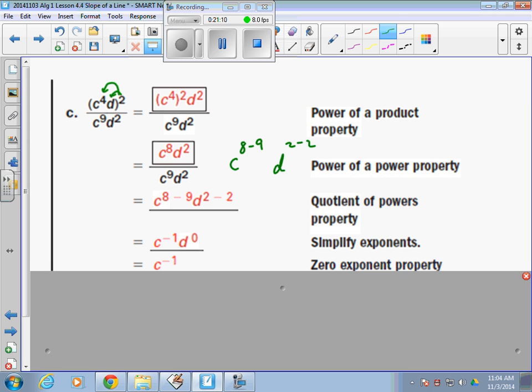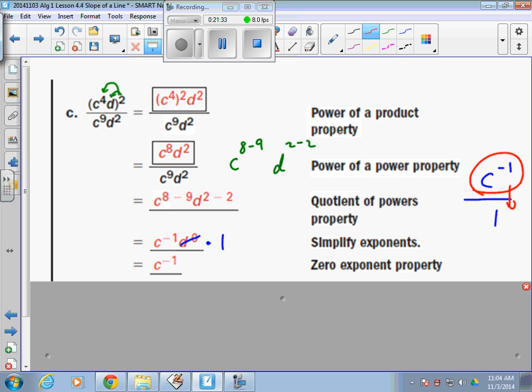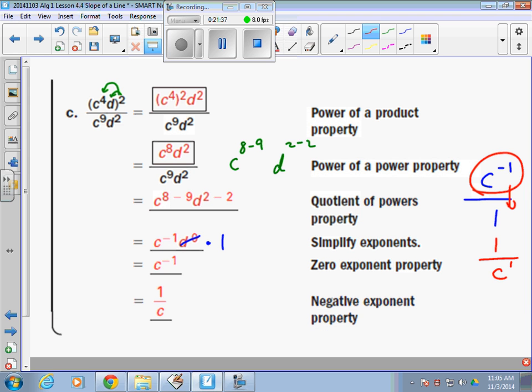So remember, everything's over 1. But anytime something's raised to a 0 power, it's just like saying times 1. So notice on the next line, it just gets rid of it, and you have simply c to the -1 power. Remember, everything is over 1. Anytime something's being raised to a negative exponent, it rides the elevator down. 1 stays on top, c goes down, and it becomes positive, c to the first power, which is simply 1 over c, or 1 divided by c.